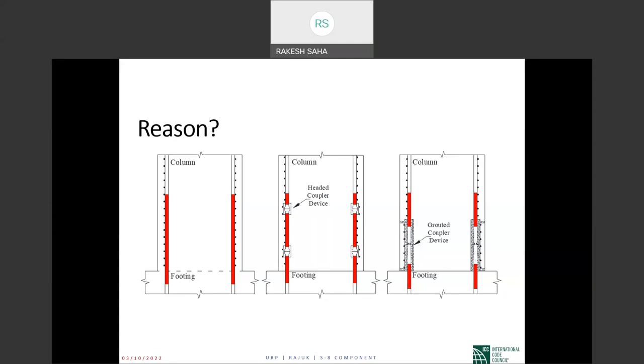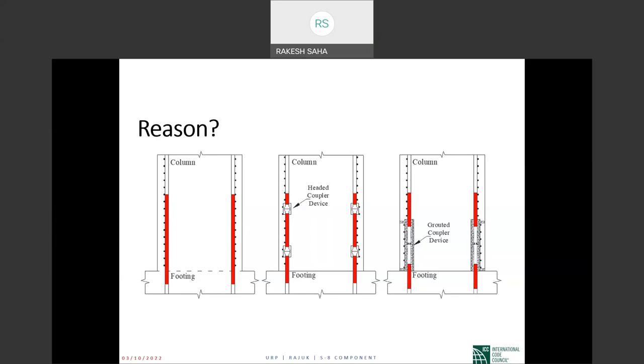So let's take a look at the figure on the left side. It shows a conventional reinforced concrete column to footing connection. Under lateral loading, we develop plastic hinges here. The red lines that you see here are the yielded part of the column. So under lateral loading, this part of the bar yields, provides ductility, and acts as a fuse to limit the forces in the structure.